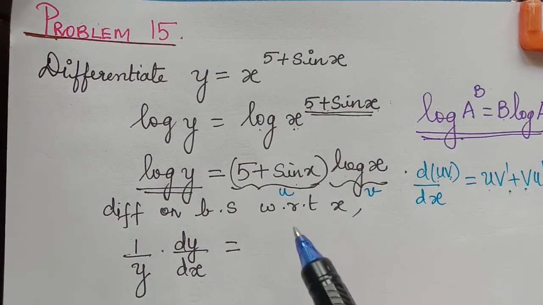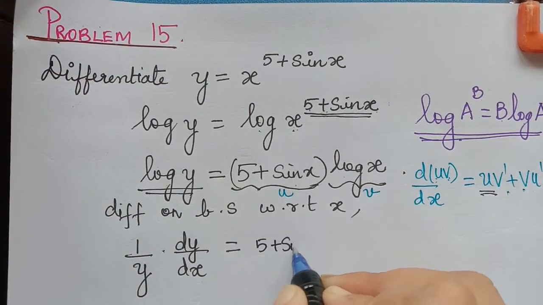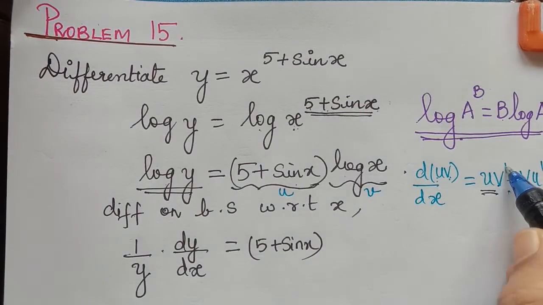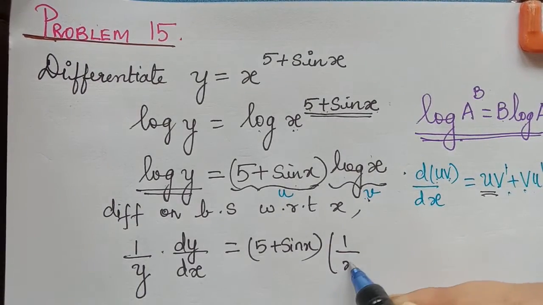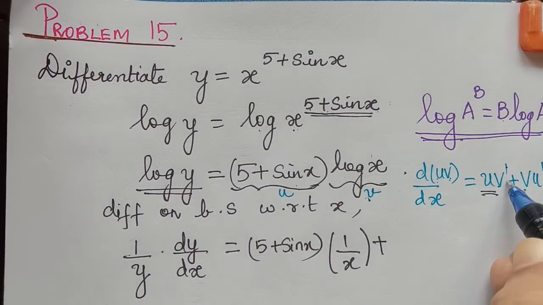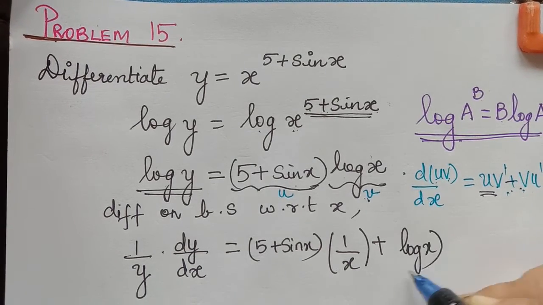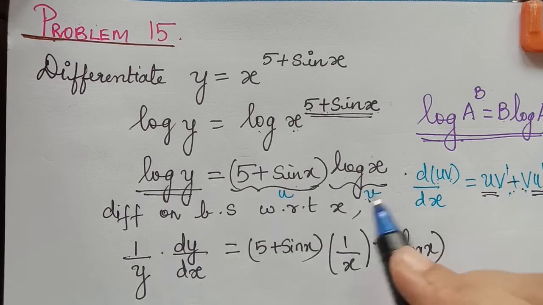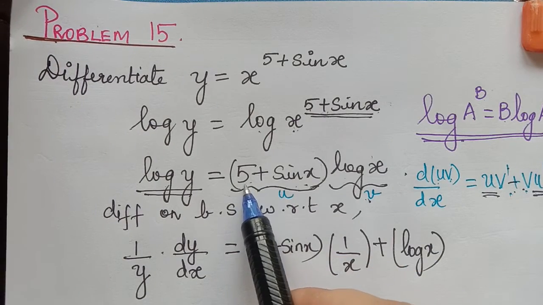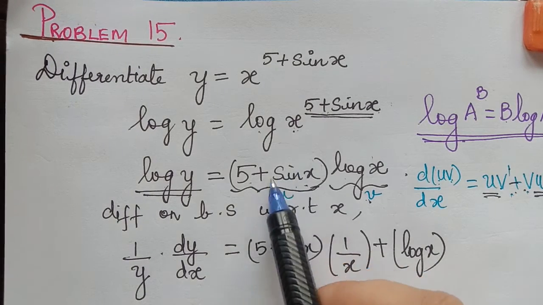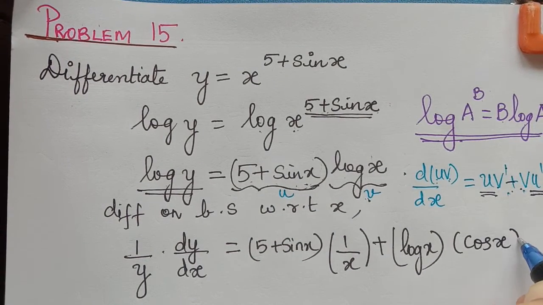So when we differentiate this, first we should have u as it is. So what is u? 5 plus sin x multiplied with v dash. So we have to differentiate v. The differentiation of log x is 1 by x, plus, this plus v we should have as it is. So log x we will have as it is and differentiate u. So u dash, what is u? 5 plus sin x. So when we differentiate this, 5 is a constant, so it will become 0, and the differentiation of sin x is cos x, and so we will be having cos x left over here.